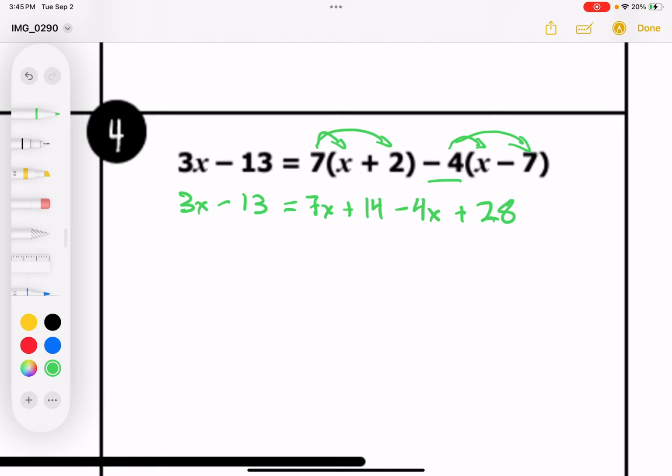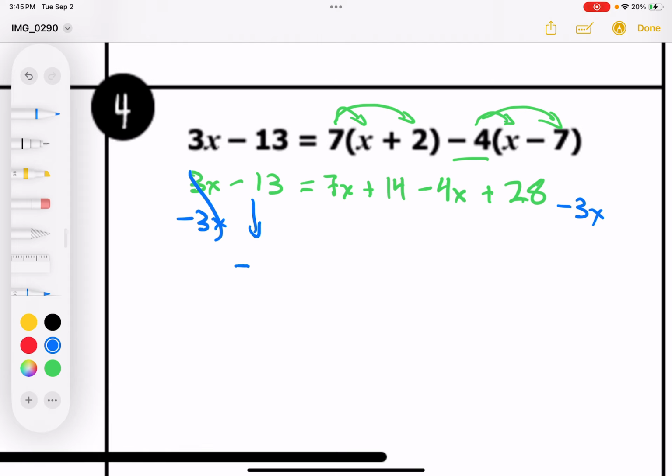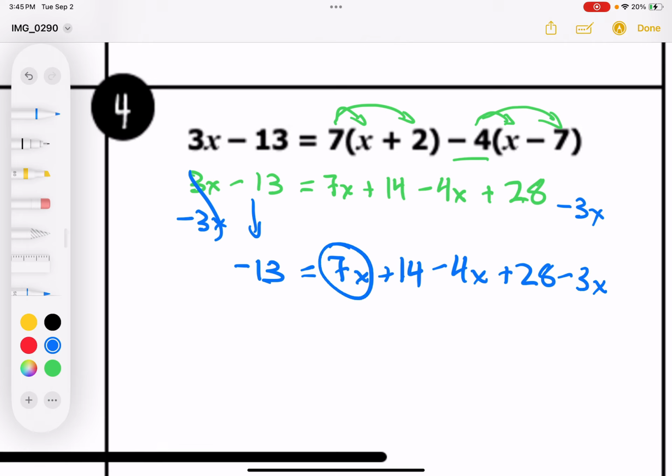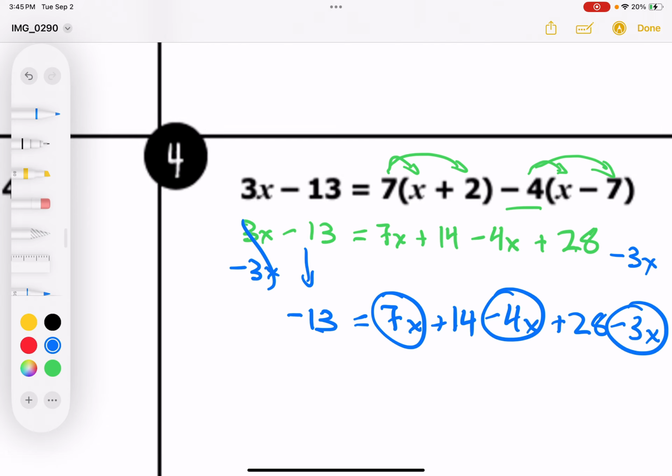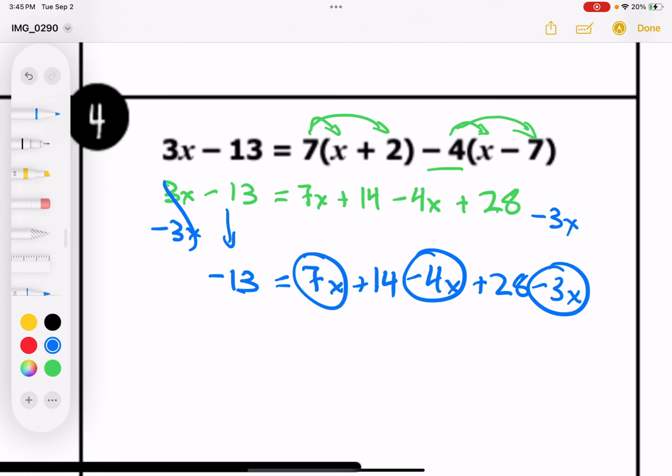Now, again, let's see if we can get all our x's on the same side. I'm going to do minus 3x from both sides so that I can cancel the x's from the left. So I have now negative 13 equals 7x plus 14 minus 4x plus 28 minus 3x. Okay? And all of these, 7x minus 4x minus 3x, give us 0x, because 7 minus 4 is 3. 3 minus 3 is 0.